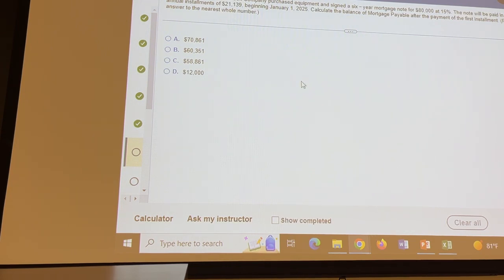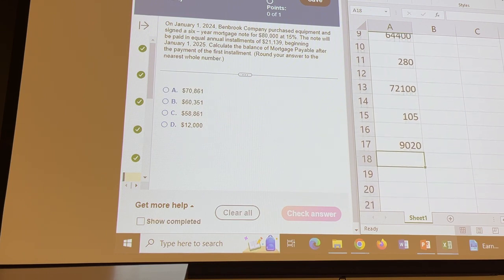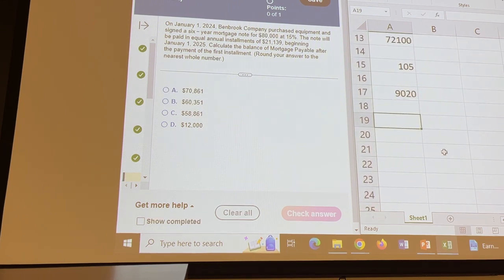Okay, this company purchased equipment and signed a 6-year mortgage note for $80,000 at 15%. There'll be equal annual installments of $21,139. Calculate the balance of mortgage payable after the payment of the first installment. So this one's a little tricky. So the first thing I would want to do is figure out how much of the first payment's going to be for interest.